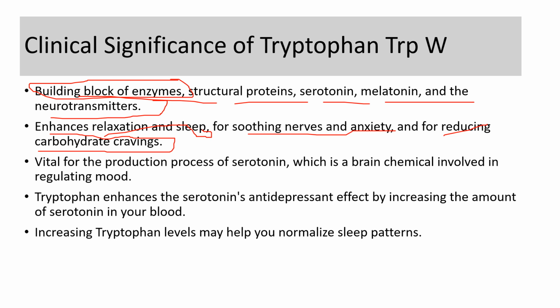It is vital for the production of serotonin, a brain chemical involved in regulating mood. A lot of people who are naturally very happy, I believe tryptophan is somewhere responsible for your happiness. Tryptophan enhances serotonin's antidepressant effect by increasing the amount of serotonin in your blood. So if you're a very depressed person, there must be a biochemical reason causing your depression, mostly related to serotonin, right? What tryptophan does is increase the amount of serotonin in your blood, so it has an antidepressant effect.